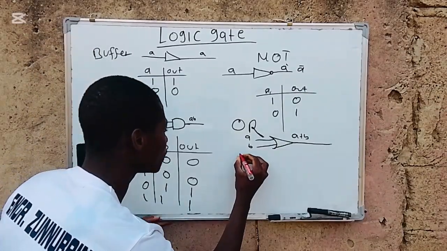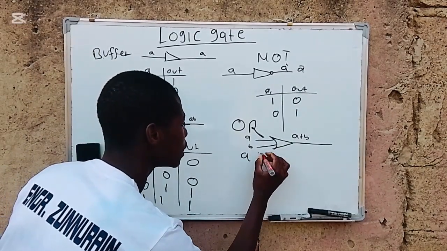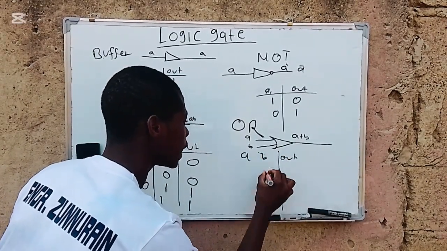So what will be the truth table? The truth table has A and B, and what will the output be here?